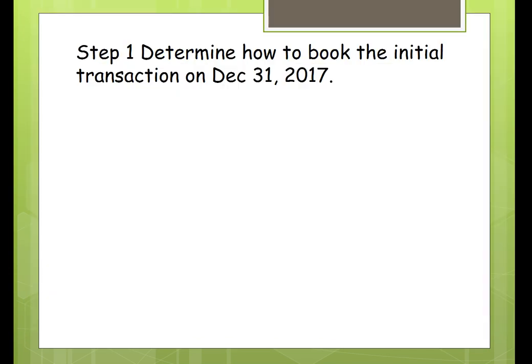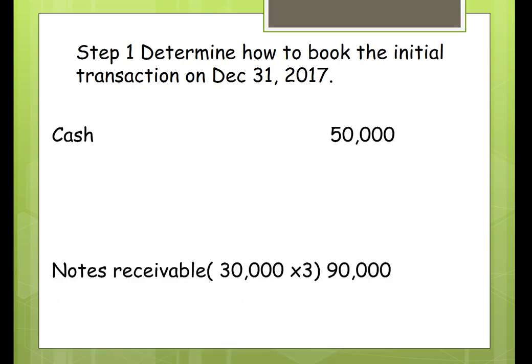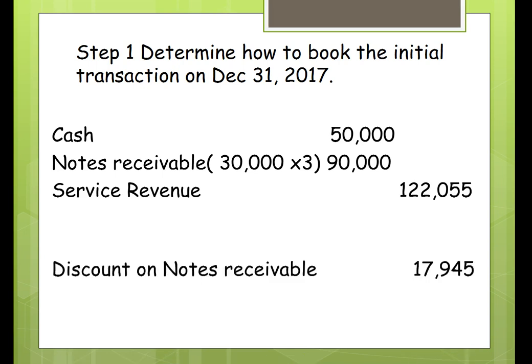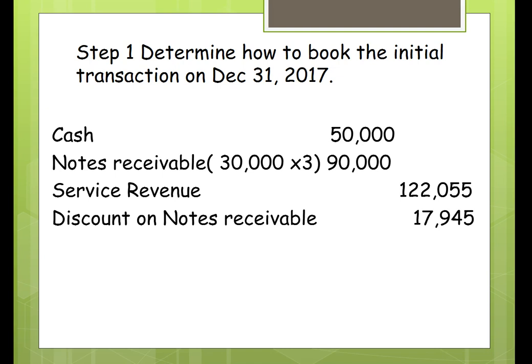So first, we have to determine how to book the initial transaction. We know that we received cash of $50,000. We know that the notes receivable are going to be $90,000. They told us in the problem that the service revenue is $122,050, which means that the plug is $17,945, which is the implied interest. And it's put on the books at discount on notes receivable.